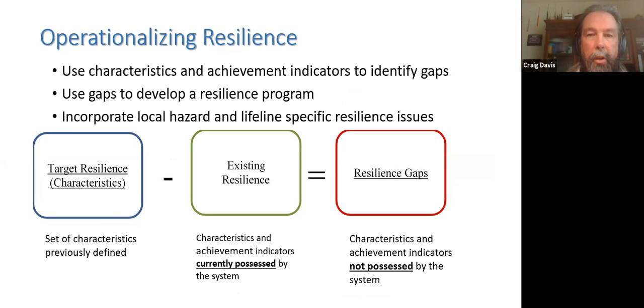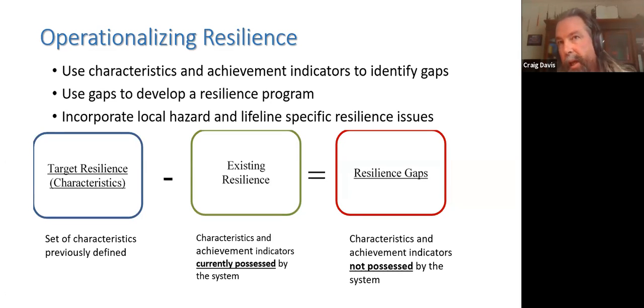And then incorporate the local hazard and lifeline specific resilience issues. All right, so let me explain that a little bit. So one, the characteristics and achievement indicators that I've listed are not intended to be comprehensive. Right? There could be others. As I identified, we found one more after publication, just by thinking about COVID-19 and how it affects lifeline systems. Plus, we generalize them across all lifeline systems, which inherently means that we cannot cover any locally specific lifeline resilience issues. Right? So locally, there always needs to be an addressing.